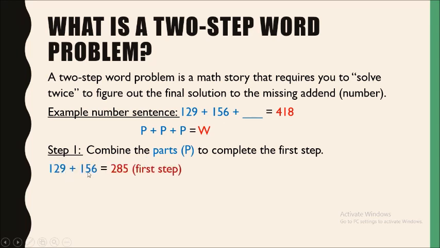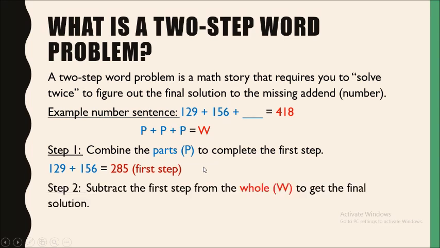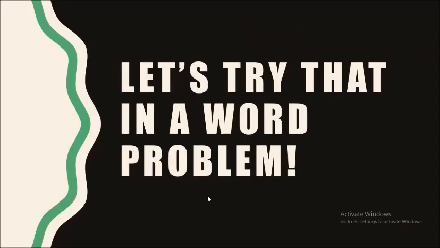129 plus 156, I know, is 285. And that is the solution to the first step. Now, second step, I will subtract the first step, which is 285, from the whole to get the final solution. Okay, now that I have managed to confuse you, let's break it down. Let's try that in a word problem.